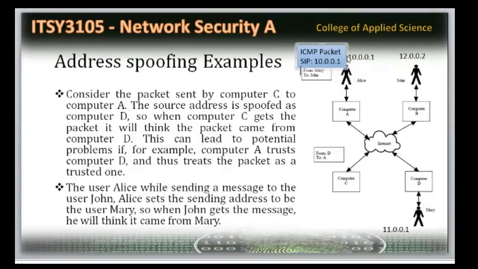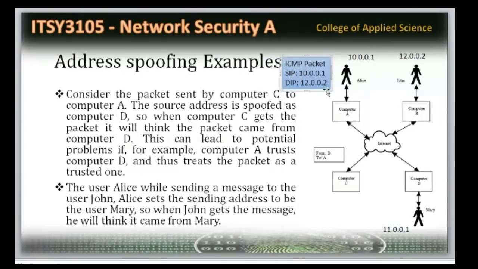Then, what is the destination IP address? Source port number and destination port number I'm not giving, just to explain to you as an example. The destination IP is, for example, 12.0.0.2. This is the packet I'm creating, an ICMP packet. So this packet will be used just for a ping command.